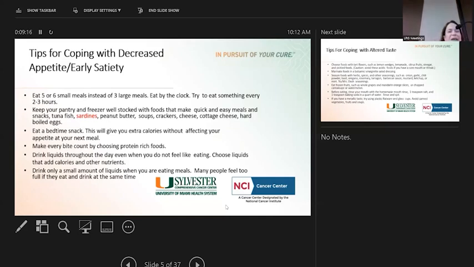Second line, keep your pantry and freezer well stocked with foods, including snacks, tuna fish, sardines, peanut butter, soups, crackers, cheese, hard-boiled eggs. Do you have sardines in your freezer? I'm Italian. So yeah. Sardines, what can we do? Yeah, we do. It's a good source of protein. They're like fish in a can, but yeah, probably not if you're that nauseated, but whatever.